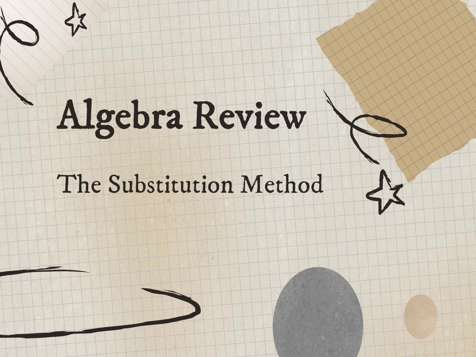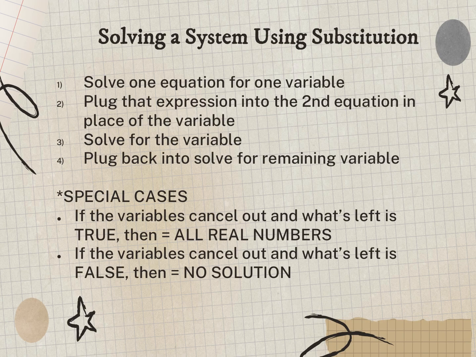So today we're going to review the substitution method for solving a system of equations. The steps to use the substitution method: we're going to solve one of the given equations for one of the variables. It doesn't matter which variable you solve for. I always highly recommend that you look for a variable that has a coefficient of 1. Then you won't have to be dealing with fractions.